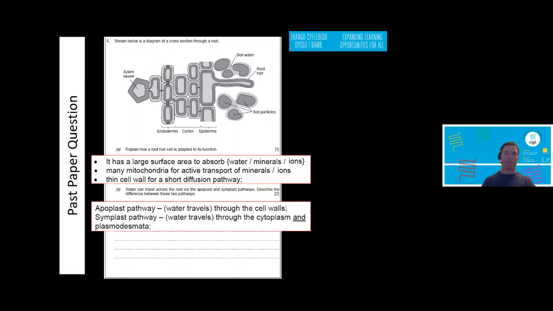I don't think you get an easier 2 marks than this. The apoplast pathway is all about travel through the cell walls, and the symplast pathway is through the cytoplasm and plasmodesmata. Note the 'and' is underlined. It's telling you you cannot just say cytoplasm, you must say 'and plasmodesmata' as well.